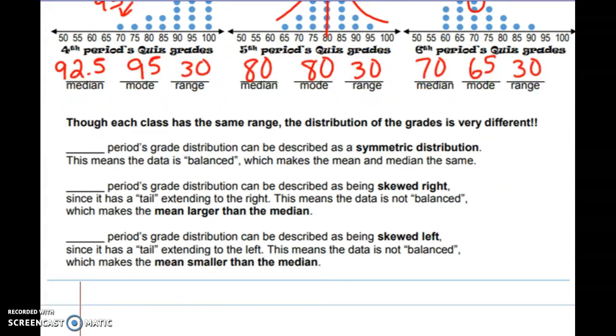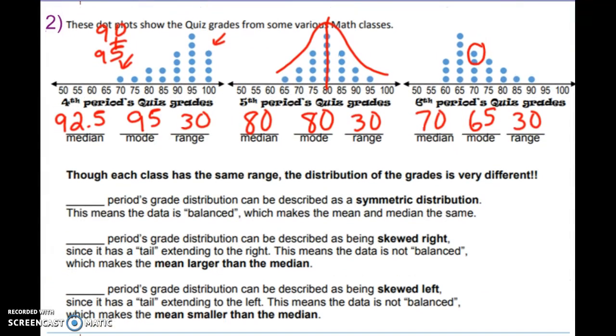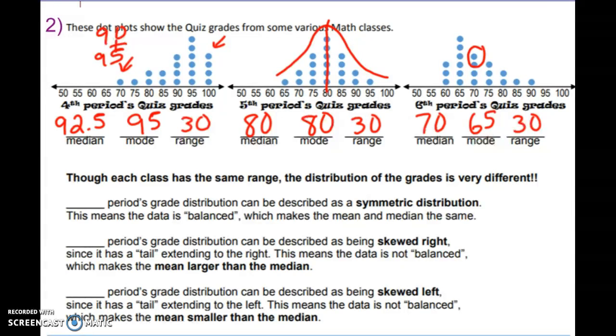Now, the next set of questions is asking you to look at the overall shape of the dot plots, and this is what we did yesterday in class, on our notebook page 97. So for this first one, you are looking for the period, either 4th, 5th, or 6th, that has a symmetric distribution. Well, we've already talked about that as I was going through the median, mode, and range. The 5th period is the one with the symmetric distribution. If you draw a line, it kind of looks like a bell.